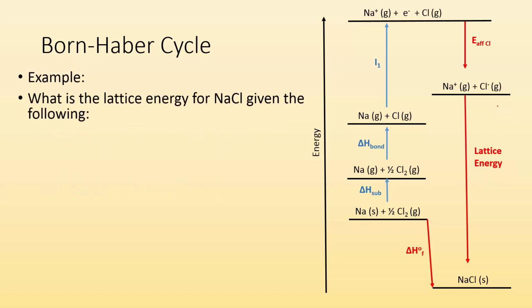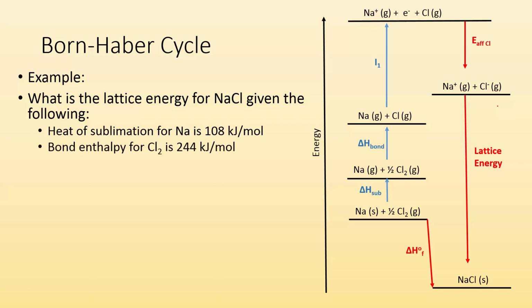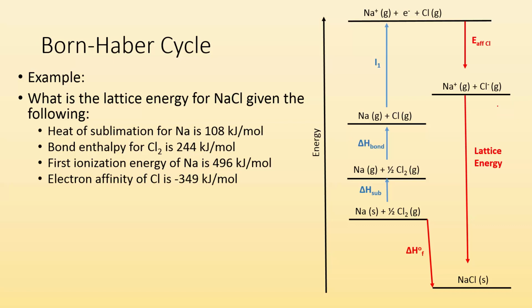So example, what is the lattice energy for NaCl given the following? Heat of sublimation for Na is 108 kilojoules per mole. Bond enthalpy for chlorine is 244 kilojoules per mole. First ionization energy of sodium is 496 kilojoules per mole. Electron affinity for chlorine is minus 349 kilojoules per mole. And the standard heat of formation of NaCl solid is negative 411 kilojoules per mole.